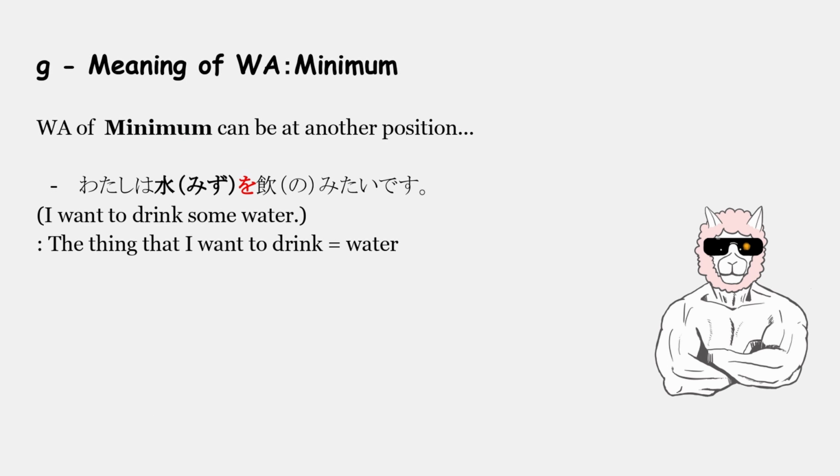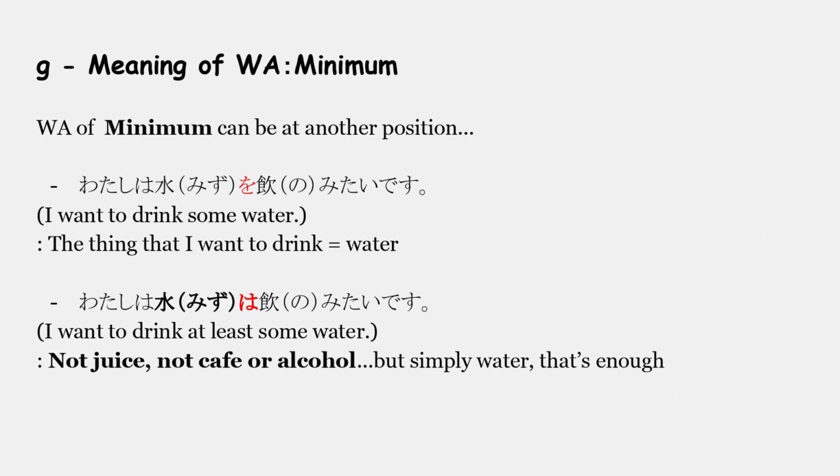Pay attention, this one on minimum can be at other positions in the phrase. For example, we say 私は水を飲みたいです。Because the verb 飲みます generally means the particle o. But when we exchange this o with wa of minimum and say 私は水は飲みたいです, with wa of minimum, now this phrase has a meaning I like to drink at least water. Is it clear?